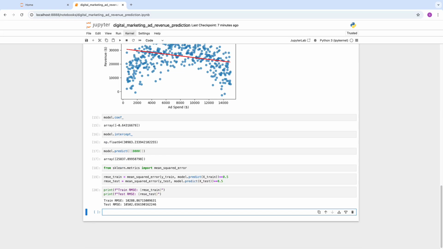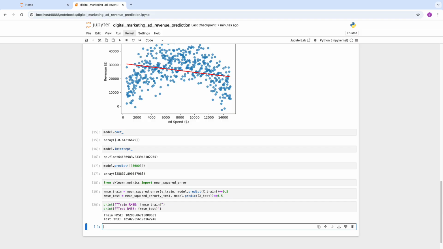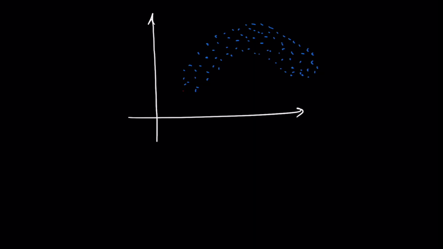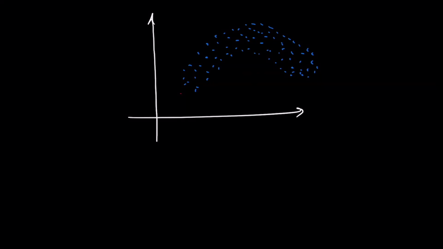So the model is consistent between training and testing, but the error is pretty high. On average, our predictions are off by more than $10,000, which tells us this straight line isn't really doing a good job. Let's start with the data points again, each one representing a week of ad spend and revenue that came back. The data doesn't really follow a straight line. Instead, it rises, peaks, and then falls. That looks more like a bell-shaped curve, which in math terms is a quadratic curve.